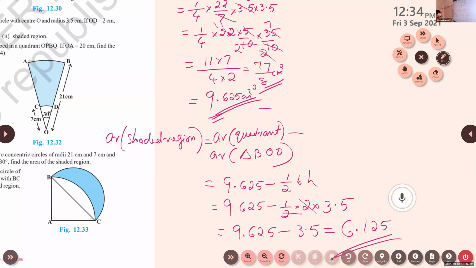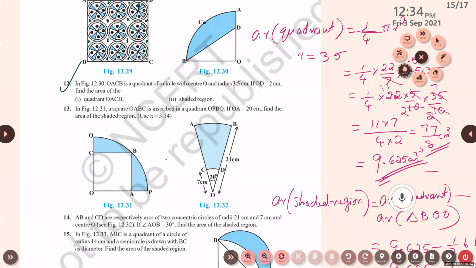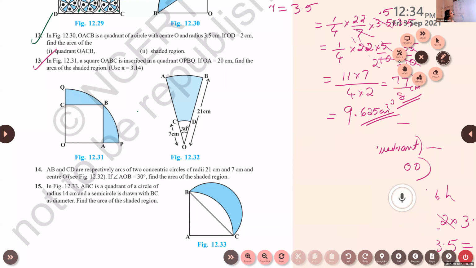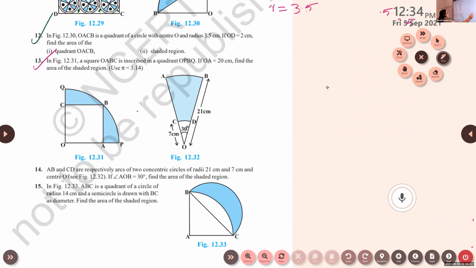Question number 14. No, 13. We will do 13 here. Write question number 13. Children, while writing the assignment on areas related to circles, if you choose problems with figures, it is better because it will be nice to see. If you have already written, no problem. If you have not started, better you choose problems with figures, okay.